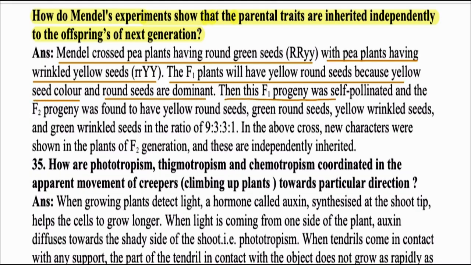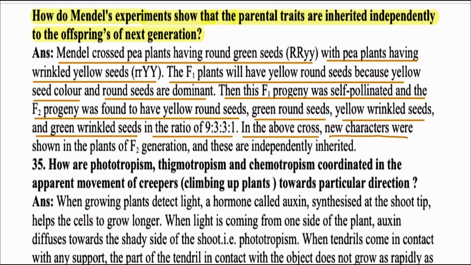Then the F1 progeny was self-pollinated and the F2 progeny was found to have yellow round seeds, green round seeds, yellow wrinkled seeds, and green wrinkled seeds in the ratio of 9:3:3:1. In the above cross, new characters were shown in the plants of the F2 generation and these are independently inherited.